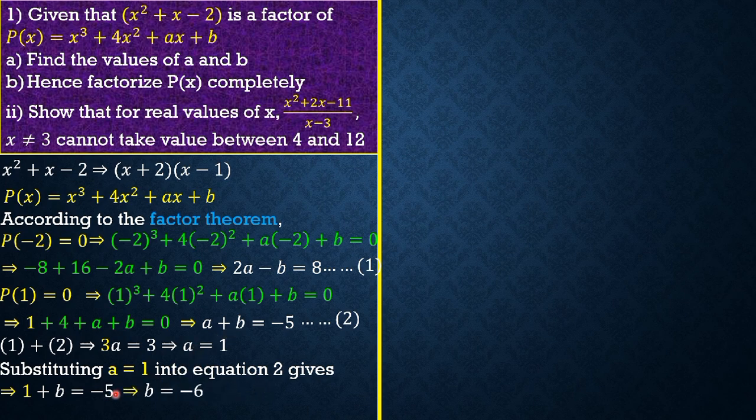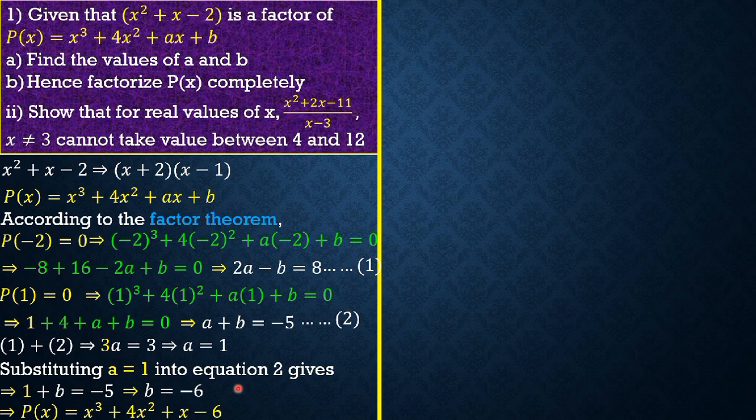Bringing 1 to the right hand side, we have b to be negative 6. Alright, so guys, those are the values of a and b. Means our polynomial can now be written, when we put in the values of a and b, as p of x equals x cubed plus 4x squared plus x minus 6, since a is 1 and b is minus 6. Alright, so guys, that's it.